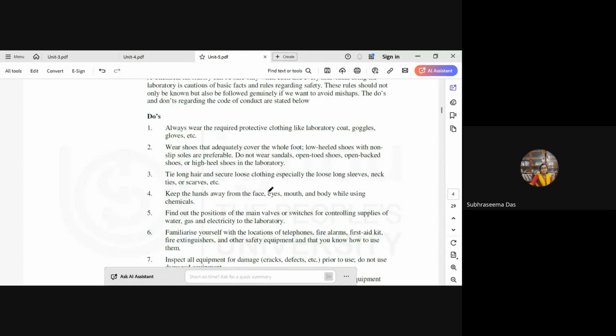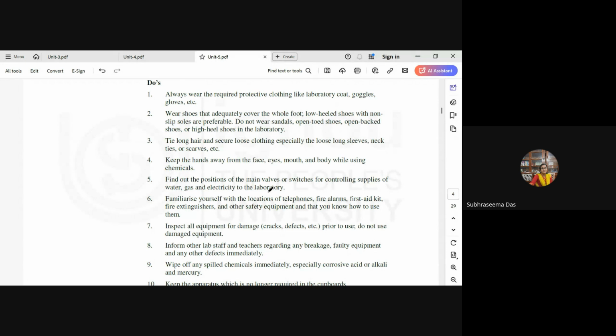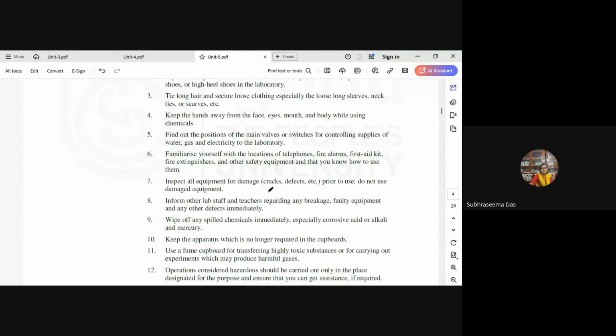while we are using chemicals. We should know the position of the main electricity switch and the gas supplies while working in the laboratory. We should be well aware of the use of the fire extinguisher and other safety equipment present in a laboratory. We should check for instrument damage during the working of a laboratory. We should also inform the faculty and lab staff if there is any breakage or defect during the running of the laboratory.